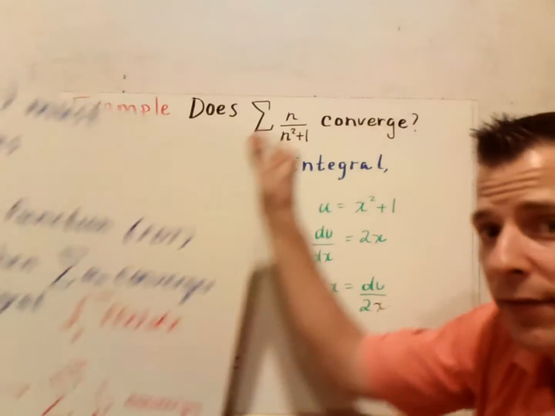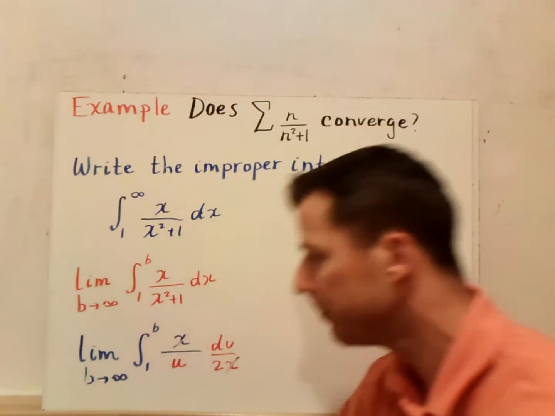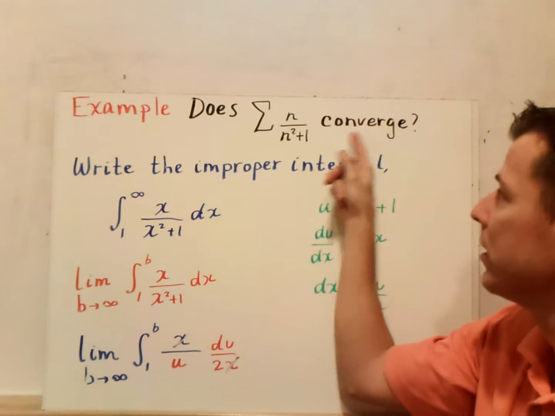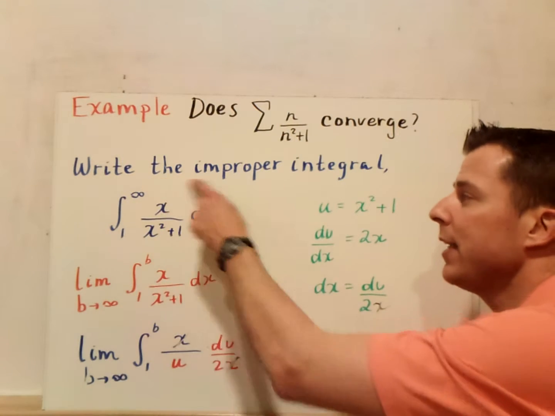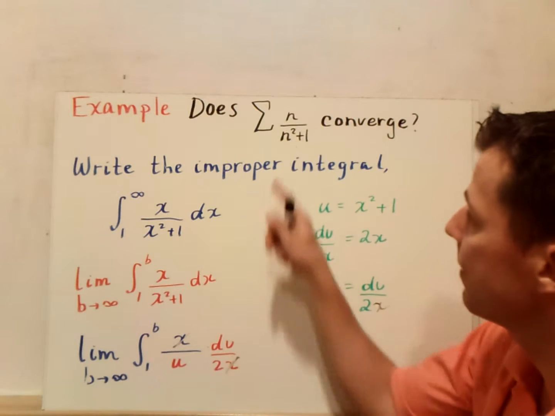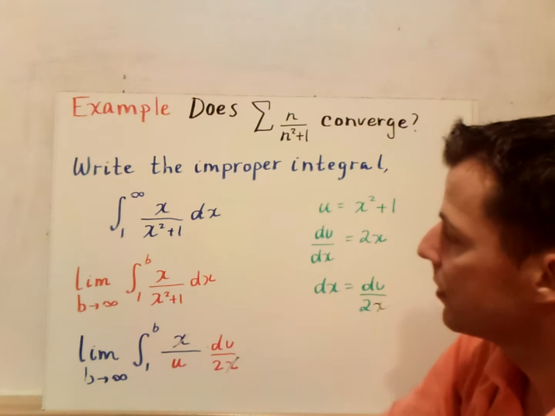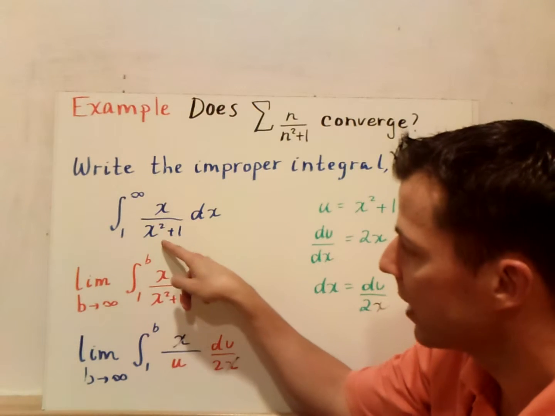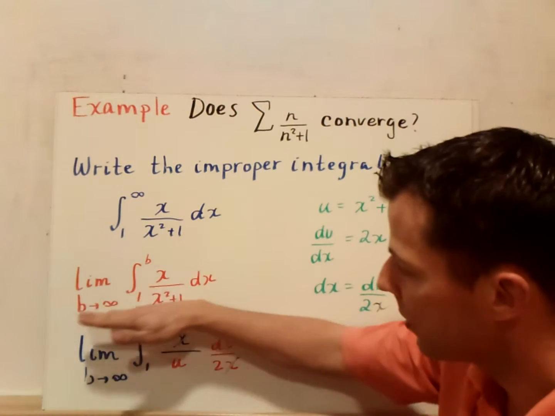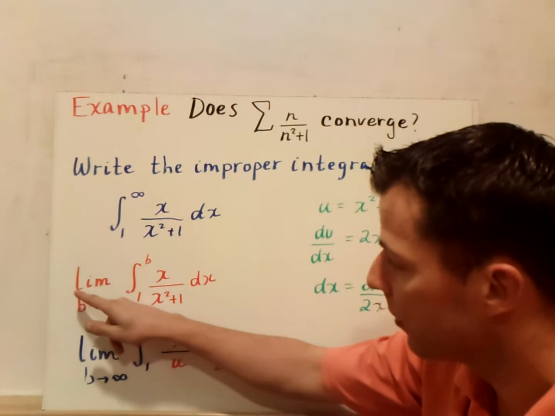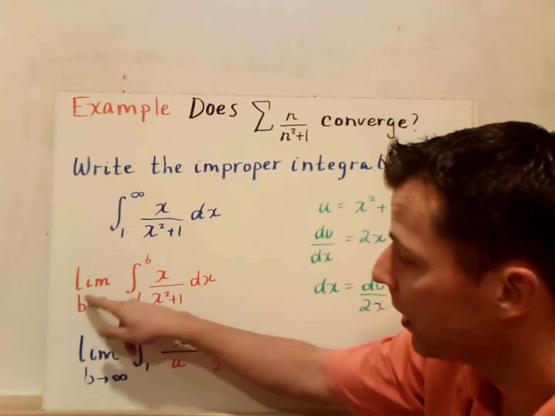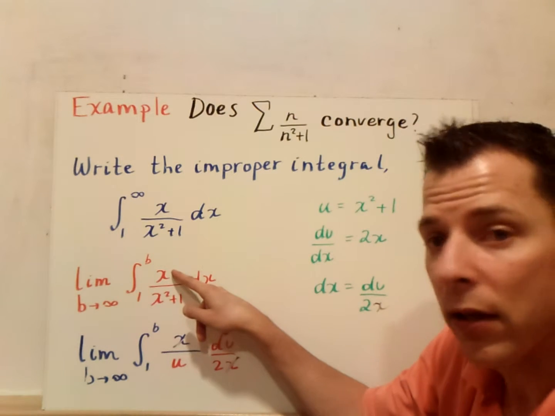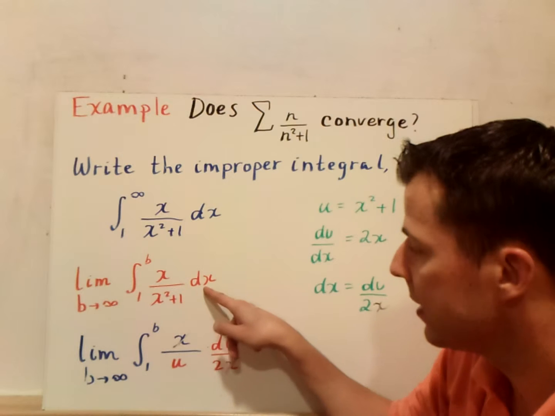So we've got a couple of examples to show you. Example 1: does the sum of n over n squared plus 1 converge? Write the improper integral first. So here's my sum, there's my a sub n. So the improper integral from 1 to infinity of x over x squared plus 1 dx. Here's the definition in red of an improper integral if we're going to take its integral: the limit as b approaches infinity of the integral from 1 to b of x over x squared plus 1 dx.